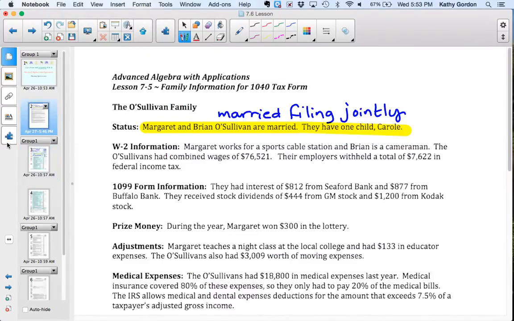Okay, now let's go back. Let's see what we find out about income. So we're being told that Margaret works for a sports cable station. Brian is the cameraman there. They have combined wages of $76,521. We're also being told what the employer withheld, but we're not at that section, so we don't need to pay attention to that at the moment.